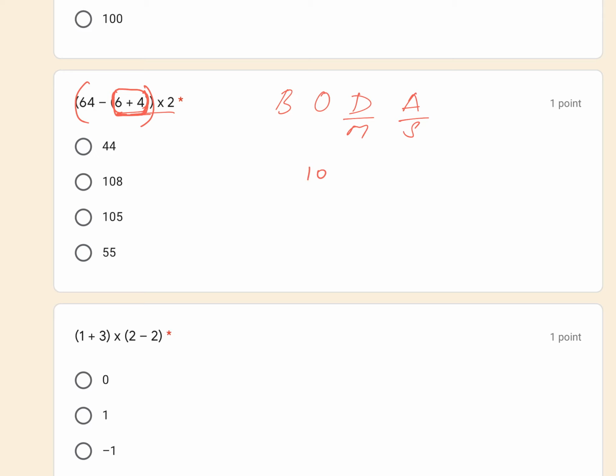6 plus 4 gives 10, to which we have 64 minus this side and a bracket into 2. And in this bracket we need to solve first. So 64 minus 10 gives 54 into 2, that is 108 is the answer.